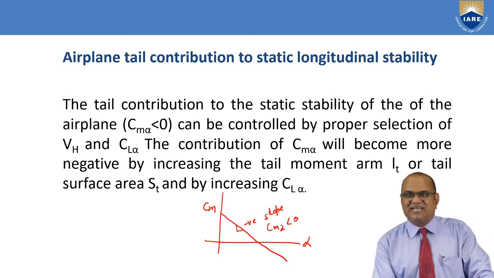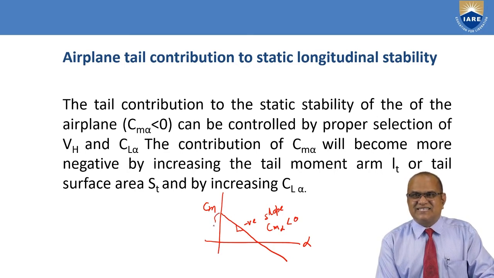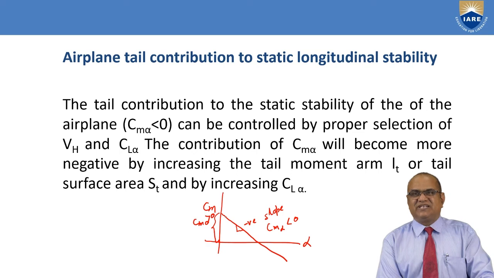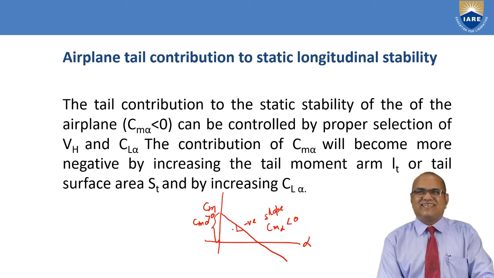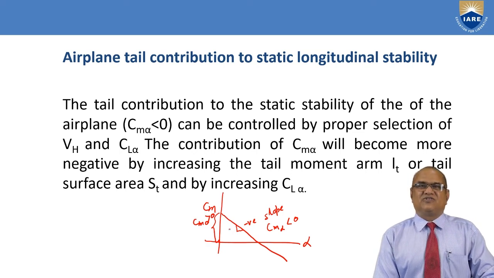So this is one condition, and the second condition is that this CM naught should be greater than 0. If we are able to meet these two conditions, we can say that the aircraft is statically longitudinally stable.